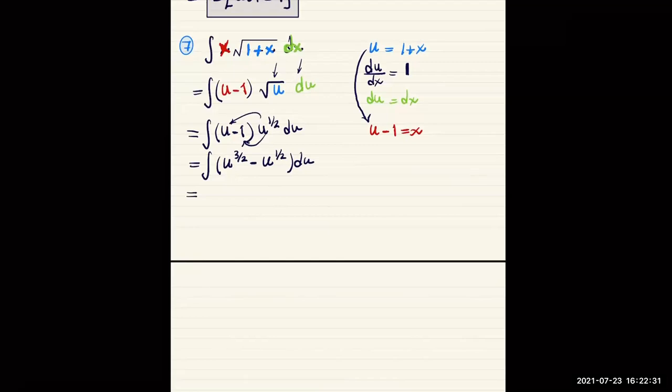Add 1 to each power, you get 3/2 plus 2/2, that's 5/2, multiplied by 2/5, minus u to the add 1, 3/2 multiplied by 2/3, plus c, and then substitute back for your u. u is 1 plus x, or x plus 1. So we get 2/5 times (x plus 1) to the power of 5/2 minus 2/3 times (x plus 1) to the power of 3/2 plus c.